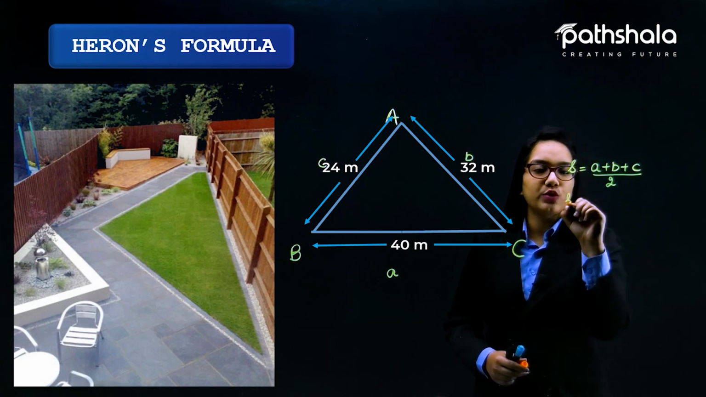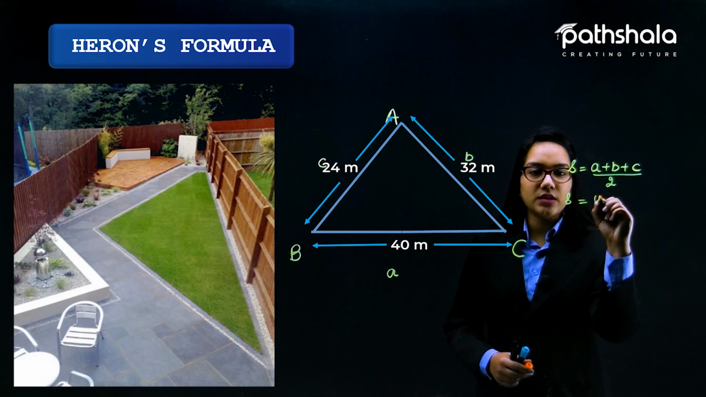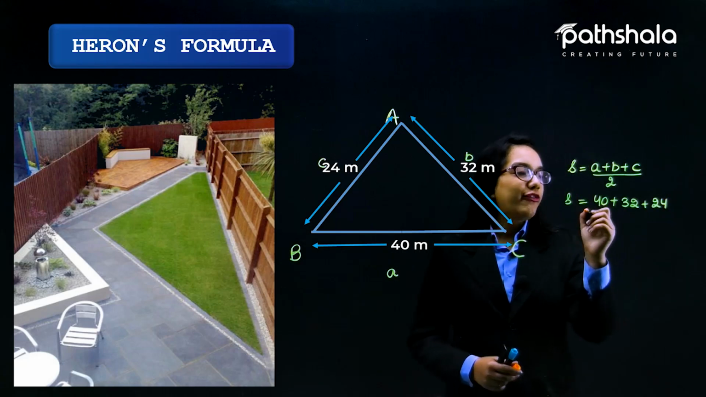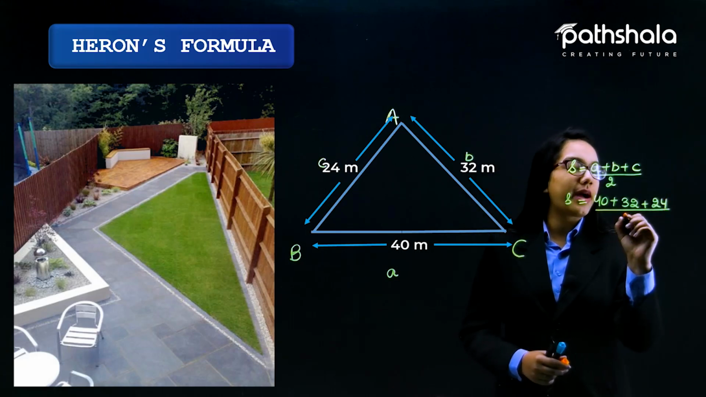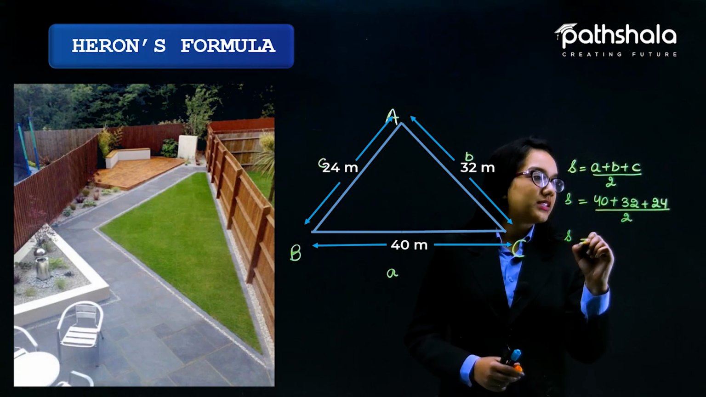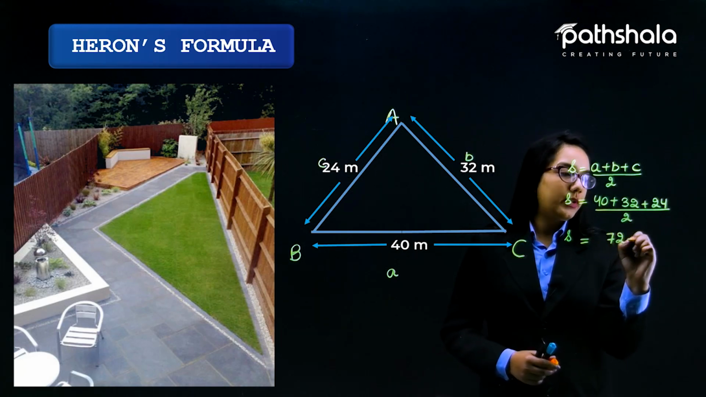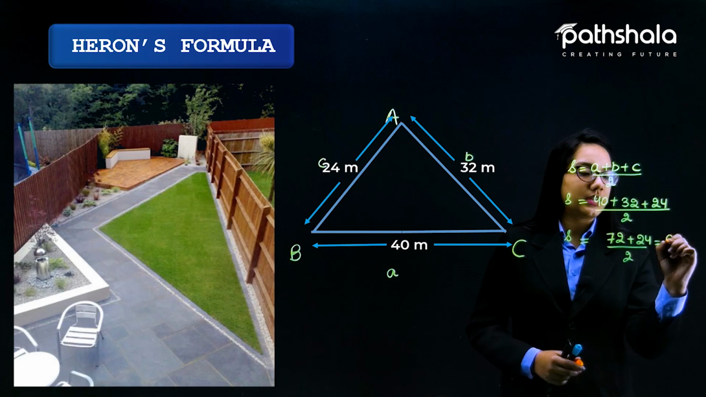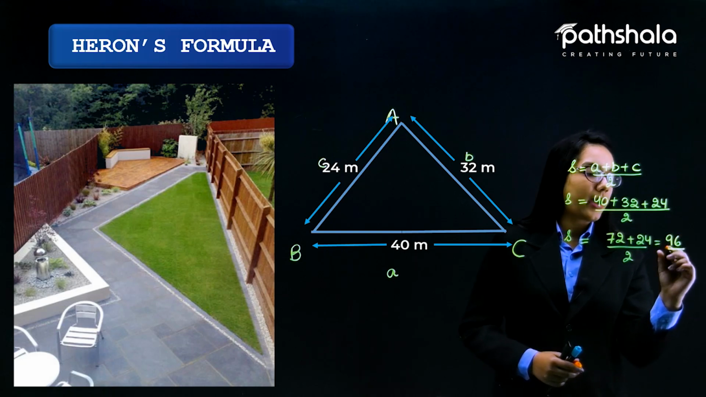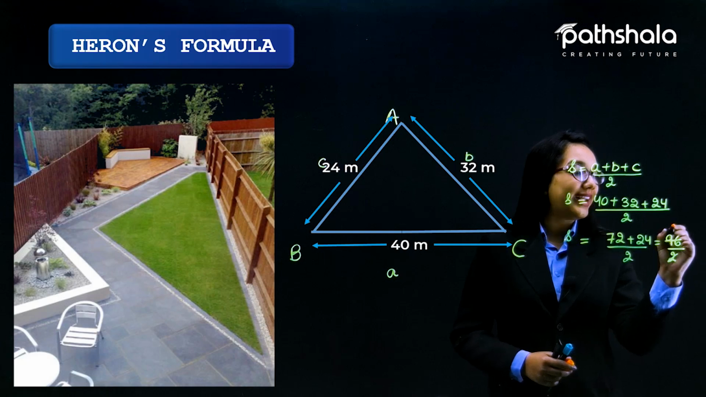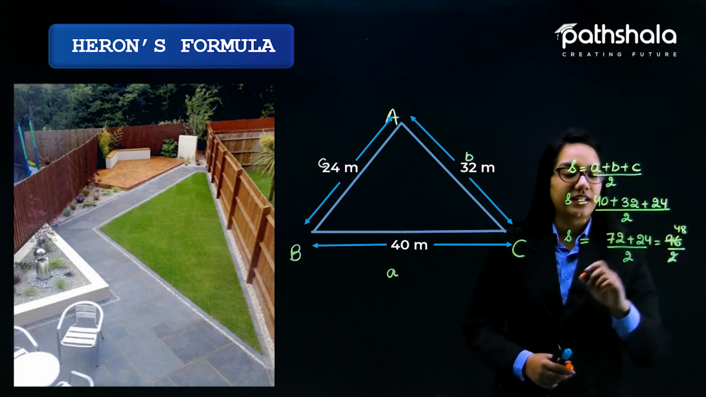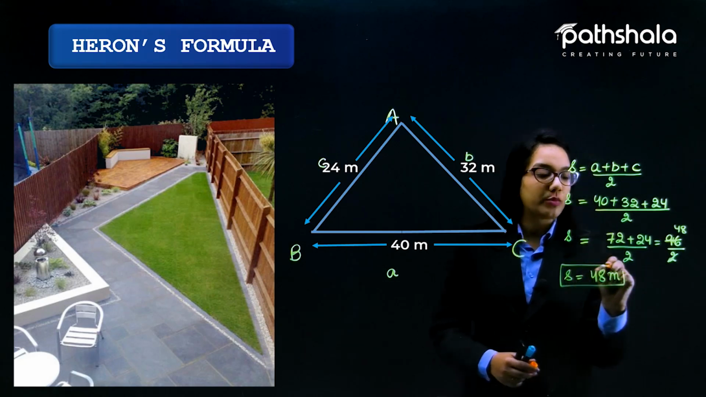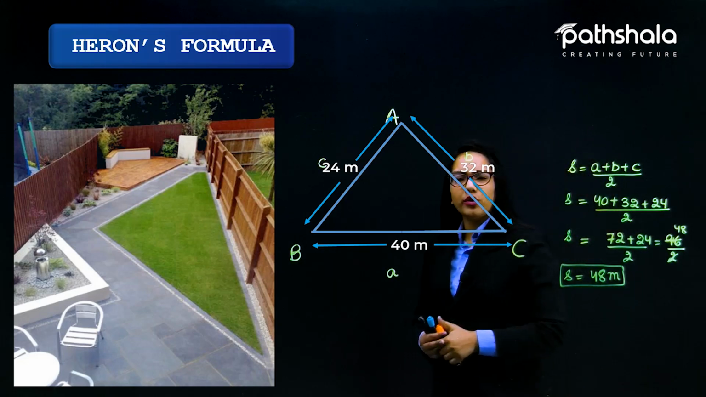Let's substitute all the values over here. a is 40, b is 32 and c is 24. So this is 40 plus 32 plus 24 divided by 2. So s is equal to 72 plus 24 divided by 2, which is 96 divided by 2, and this is 48. So hence the semi-perimeter is 48 meters.